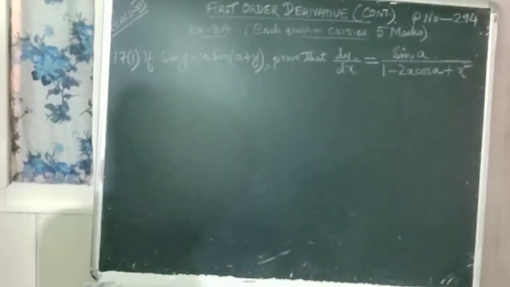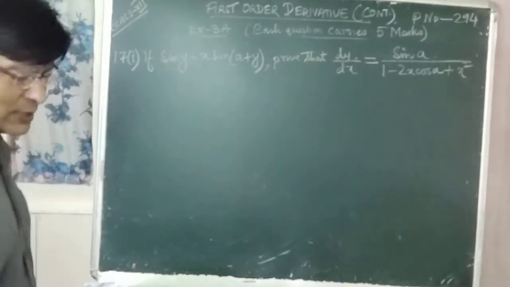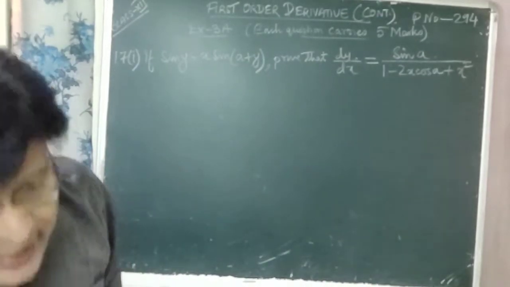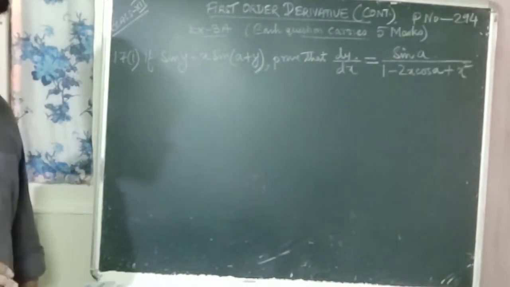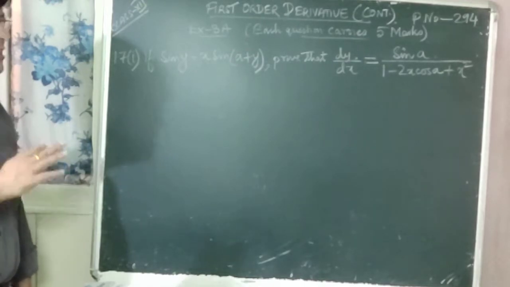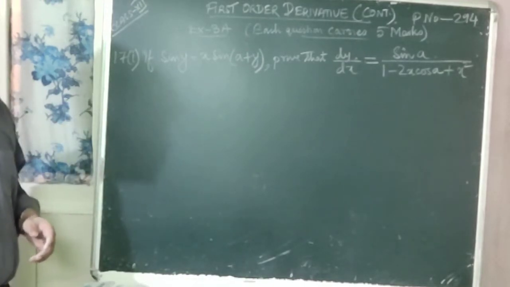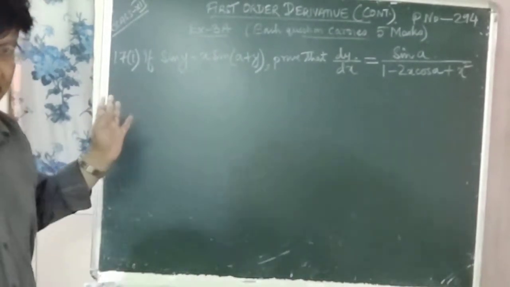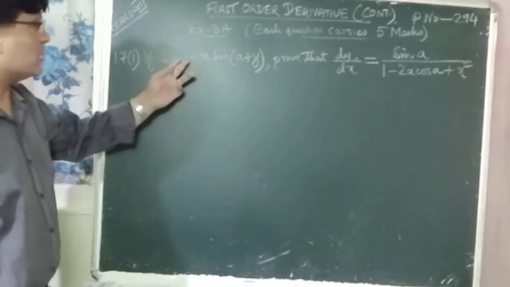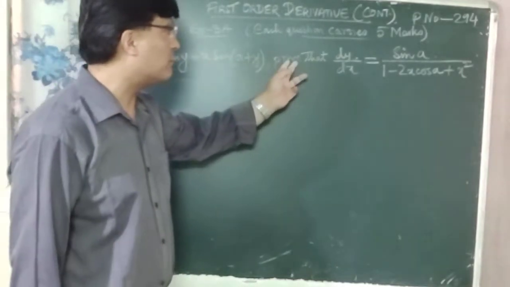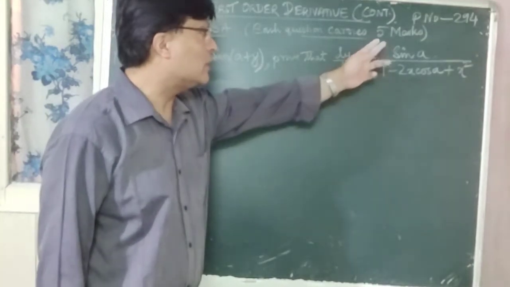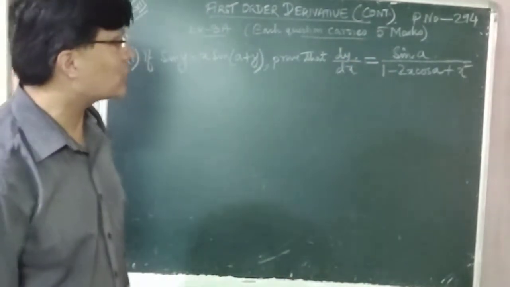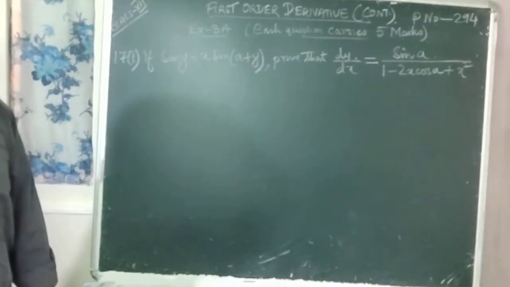So now we'll do the next question, that is 17 number 1. It is similar to the problem we just did, question number 9. But question number 9 was easier than this 17 number 1, isn't it? But it is similar to question number 9, right? So if sin y is equal to x sin of a plus y, then prove that dy by dx is equal to sin a upon 1 minus 2x cos a plus x square.